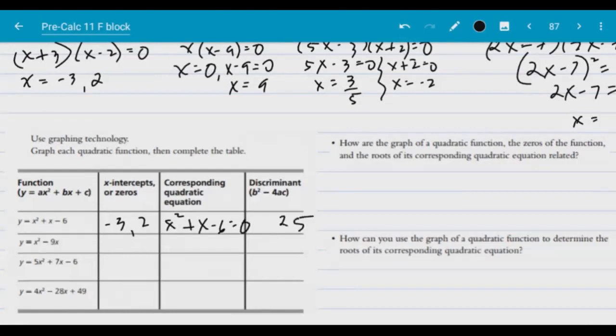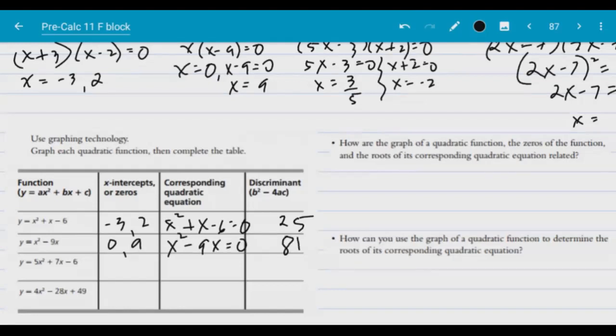The next one, x squared minus 9x. These are your solutions earlier when we did it by hand, and you will see that the intercepts are 0 and 9. It's really the same, right? The corresponding equation would be x squared minus 9x equals 0. And the discriminant would be 81.